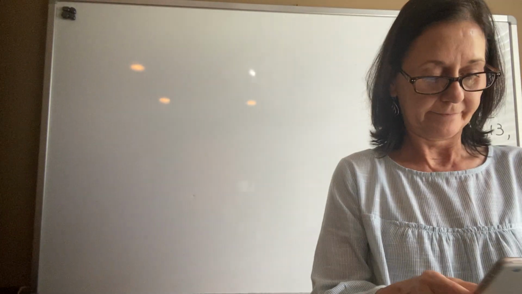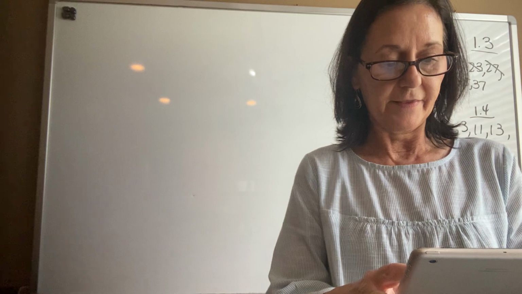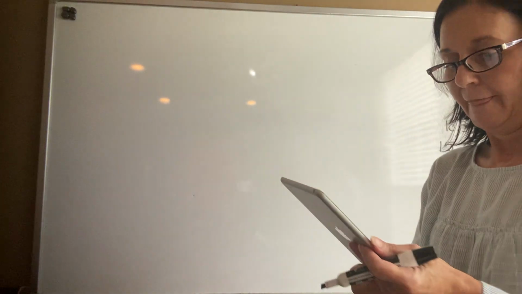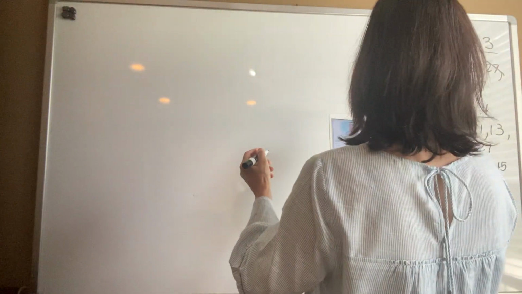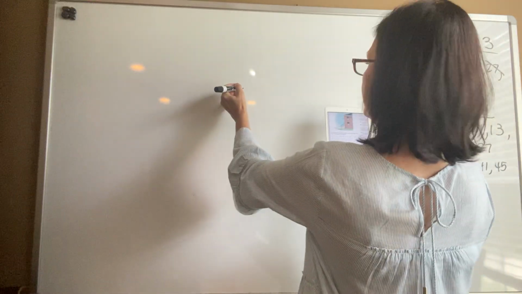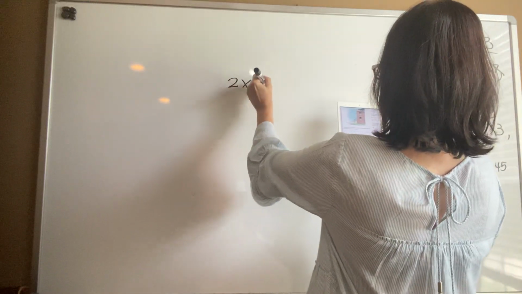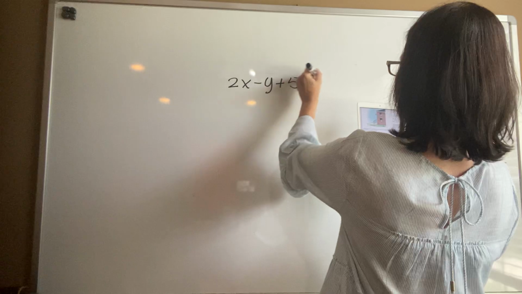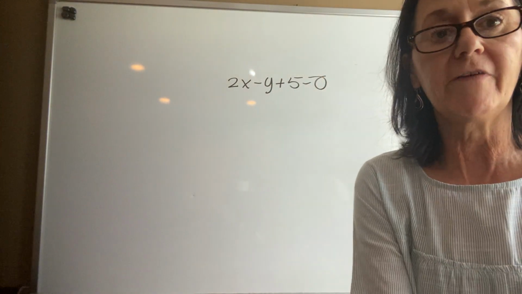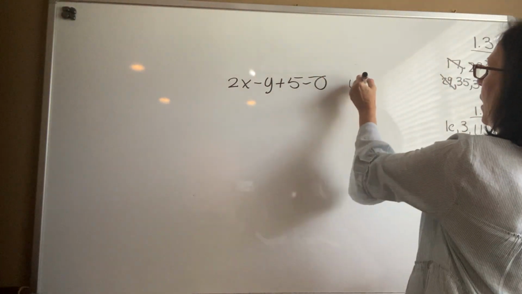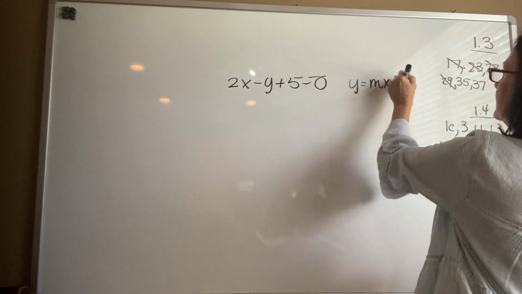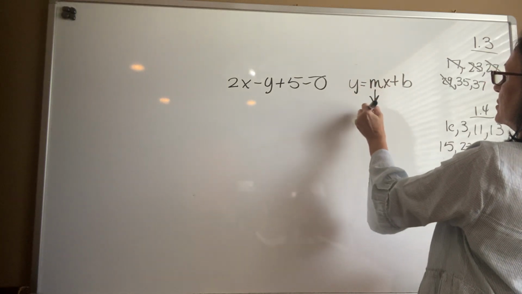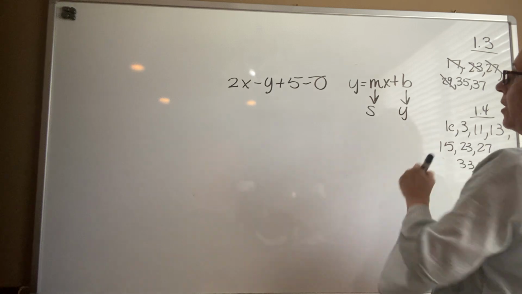Number 3. Find the slope and y-intercept of the line whose equation is given. So number 3. 2x minus y plus 5 equals 0. All right, the easiest way to find this is to put that in y equals mx plus b. That value is your slope. That value is your y-intercept.